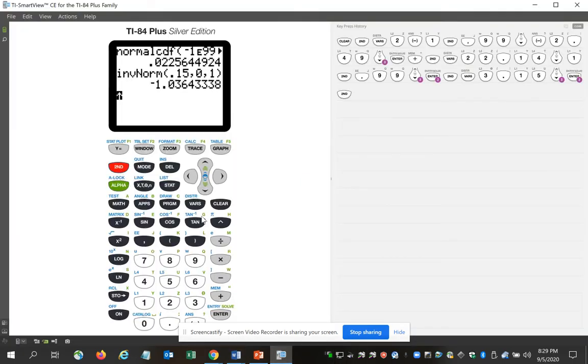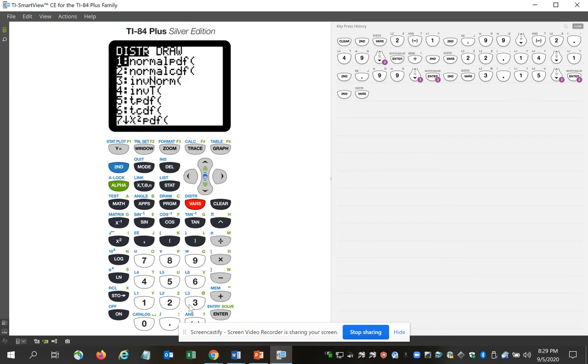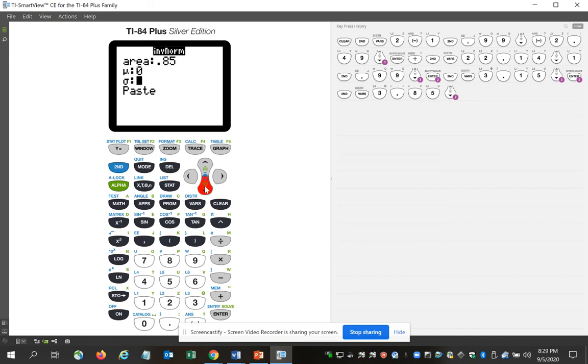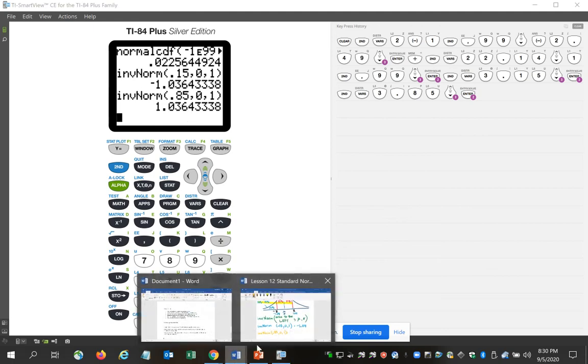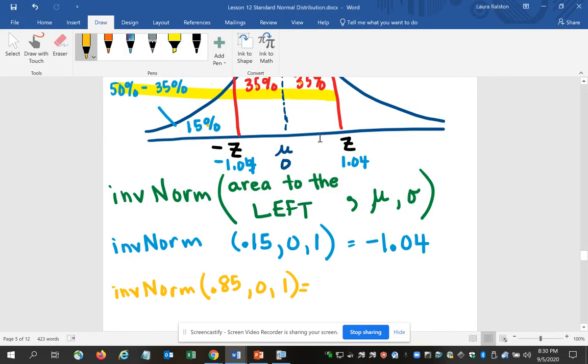So second vars, option 3, 0.85 is the area, mean is 0, standard deviation is 1, paste, enter. And guys, notice we get the same answer that we got a while ago, but it's positive. And we should, because this curve is symmetric, it should be the same number. One of them will be positive, one of them will be negative.